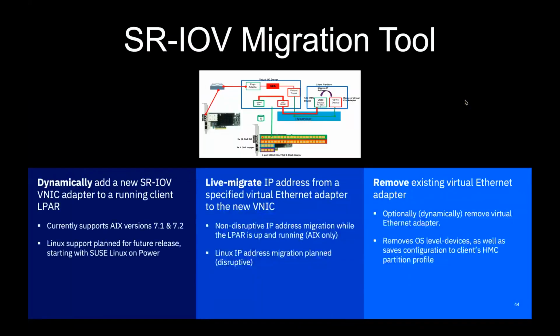So the first thing this tool does is dynamically add a new SR-IOV vNIC adapter to the running partition. It currently supports AIX versions 7.1 and 7.2. We've been looking into a Linux version. I don't know whether it has been implemented yet. Second, after adding the SR-IOV adapter, we live migrate the IP address from virtual Ethernet to vNIC. It is a non-disruptive migration of the IP interface without affecting the workload. And the next one is removing the virtual Ethernet adapter from the partition.